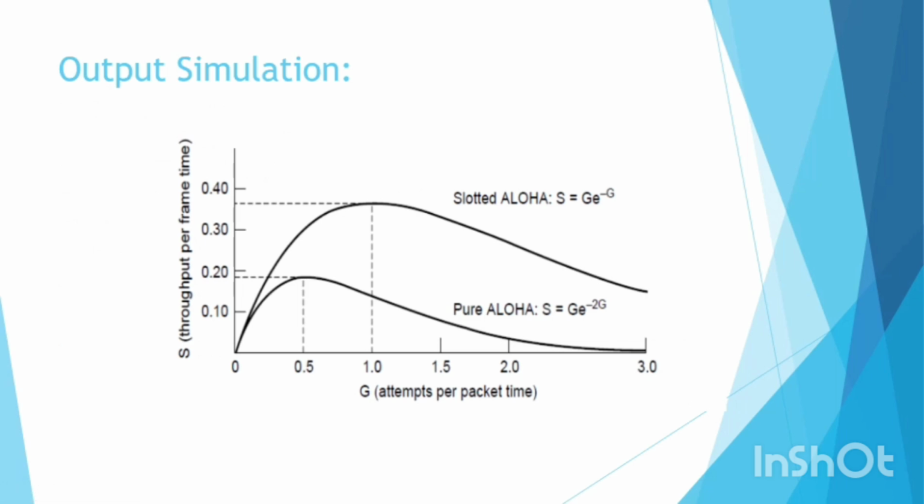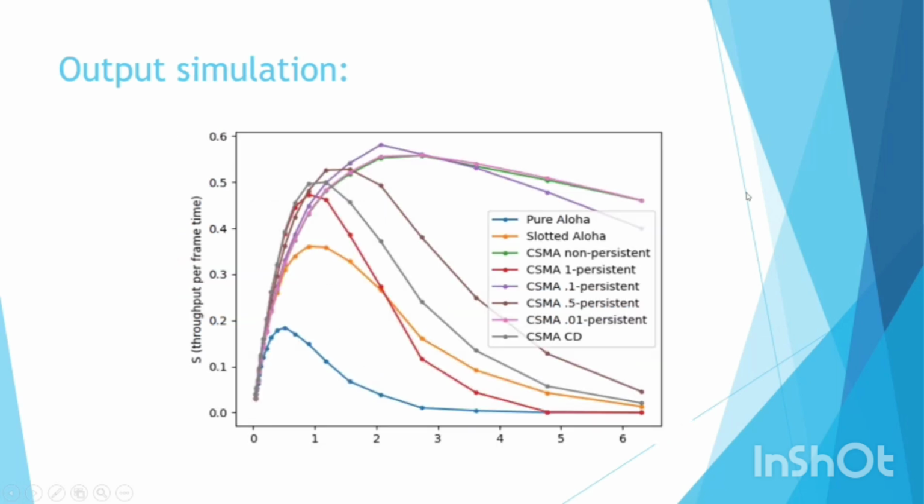Here is the output of the simulation. The output for pure ALOHA is very low, as collisions are more, whereas for slotted ALOHA collisions are very few.